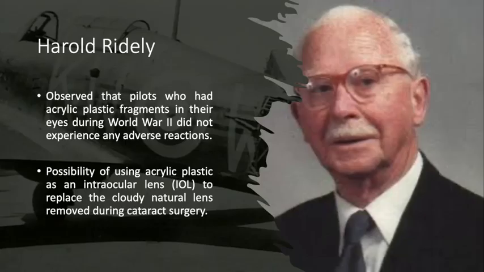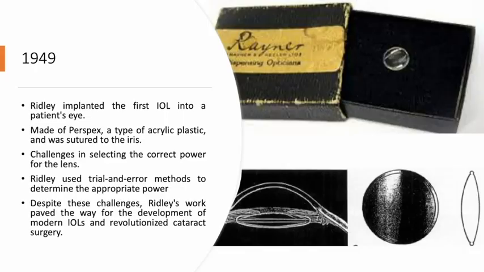In the early 1940s, Harold Ridley, a British ophthalmologist, observed that pilots who had acrylic plastic fragments in their eyes during World War II did not experience any adverse reactions. This led him to explore the possibility of using acrylic plastic as an intraocular lens to replace the cloudy natural lens removed during cataract surgery. In 1949, Ridley implanted the first IOL into a patient's eye. The lens was made of perspex, a type of acrylic plastic, and was sutured to the iris.